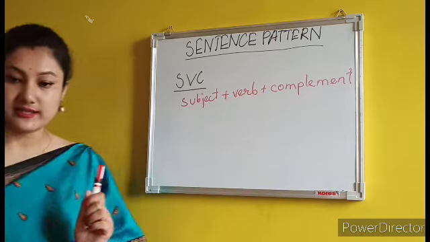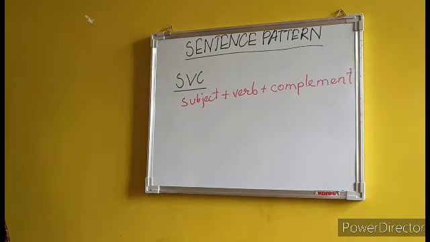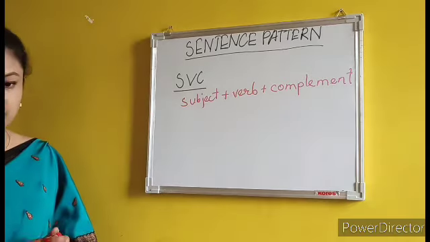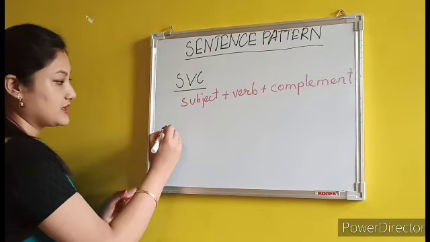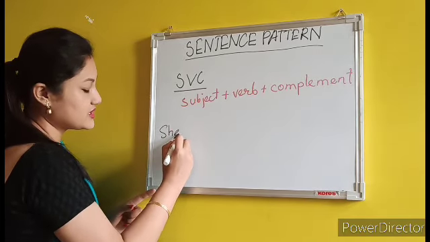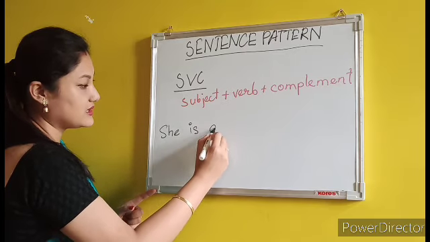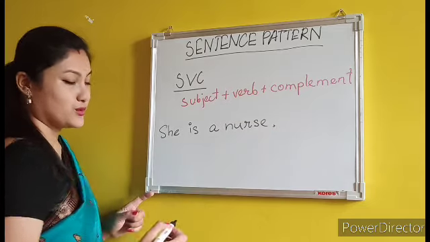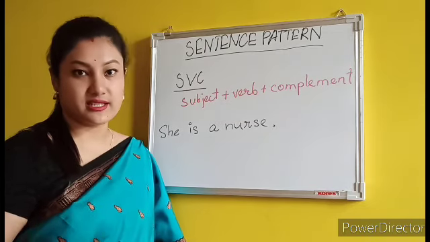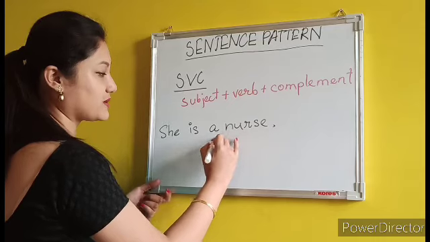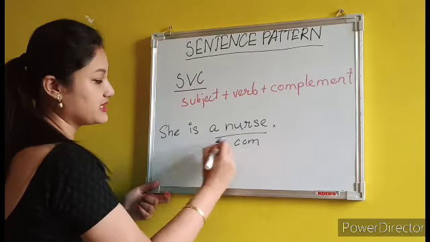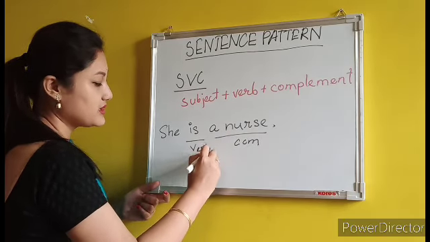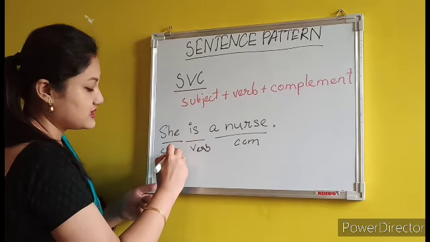We have some more examples. She is a nurse. What is she? She is a nurse. So nurse is the complement. Is is the verb. She is the subject.